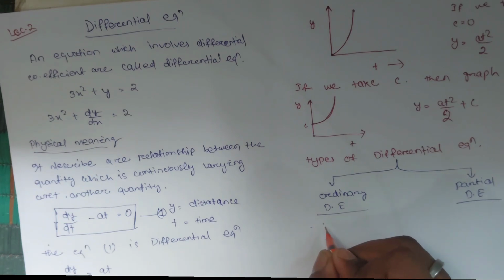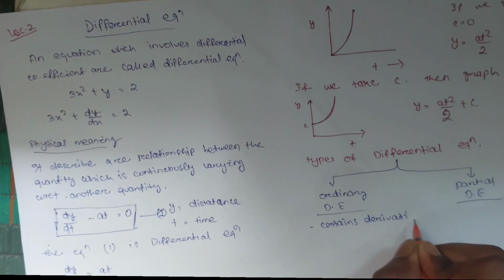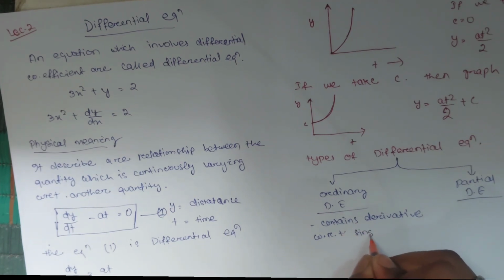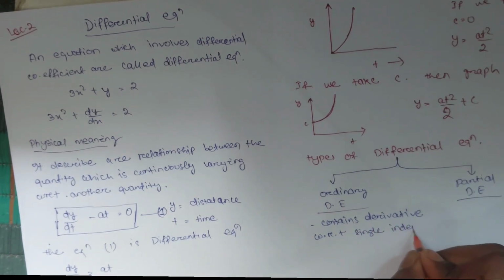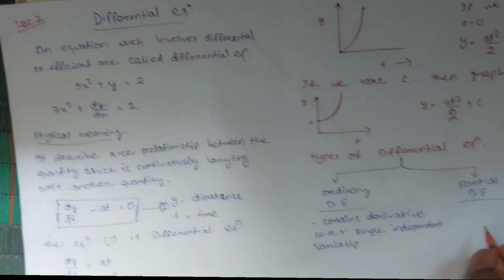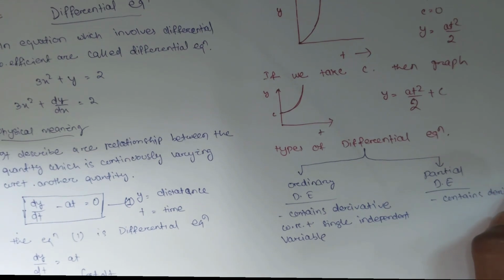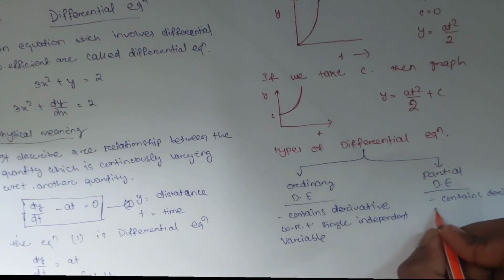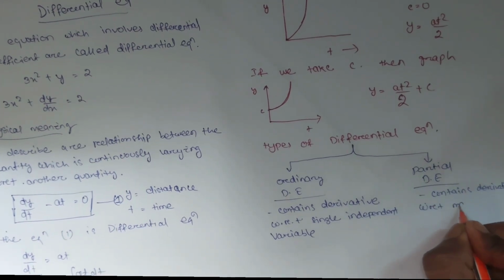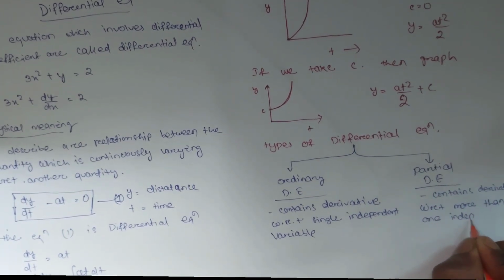So an ordinary differential equation contains derivatives with respect to a single independent variable, while a partial differential equation contains derivatives with respect to more than one independent variable.